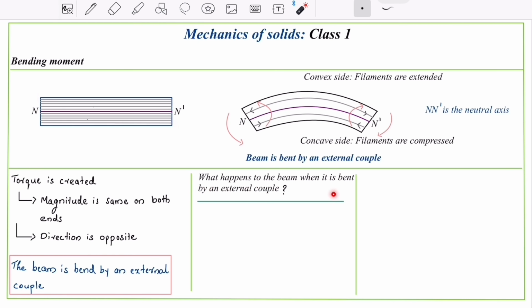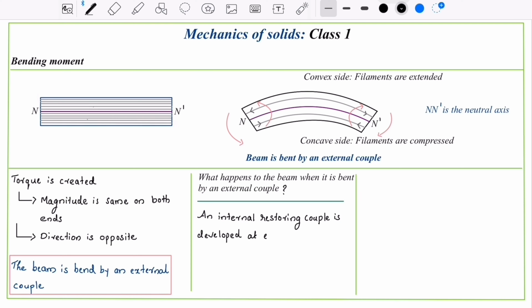Now, when the beam is loaded on both ends, it bends. Now, what happens to the beam when it is bent by an external couple? When the beam is bent by an external couple, after some time the equilibrium is reached and the beam will rest in the bent position. So we can say an equilibrium is reached. Why does it happen? Because an internal restoring couple is developed at each cross section.